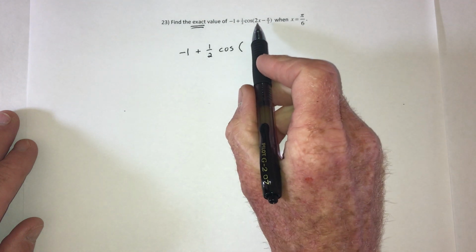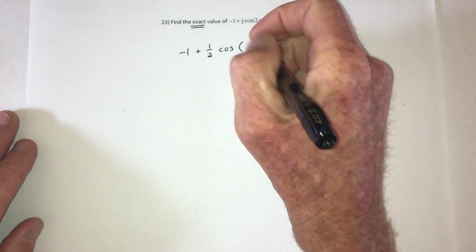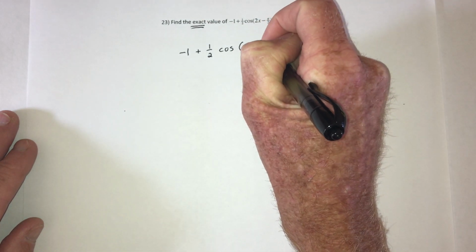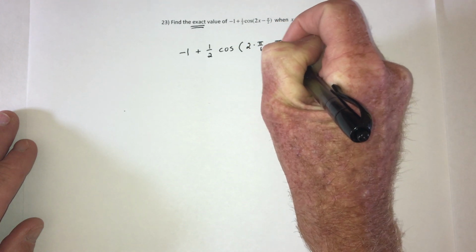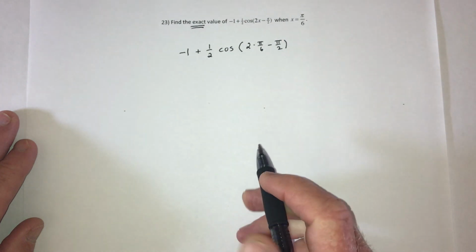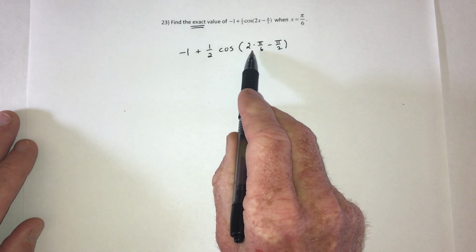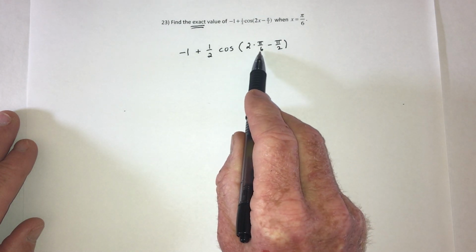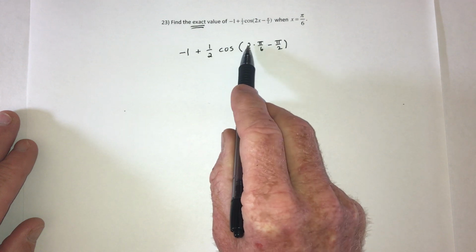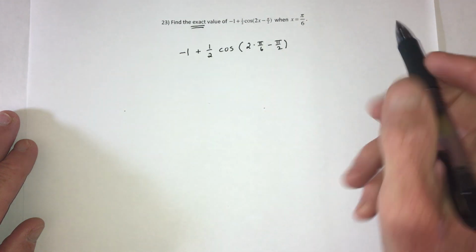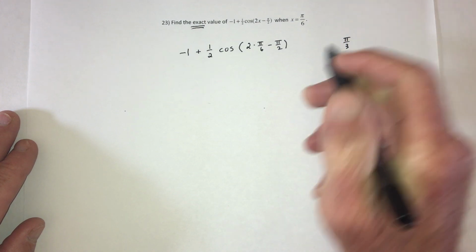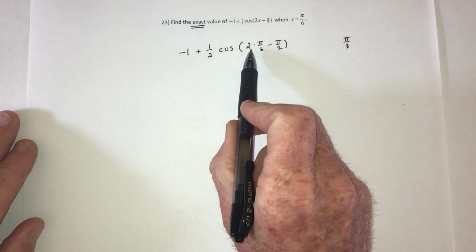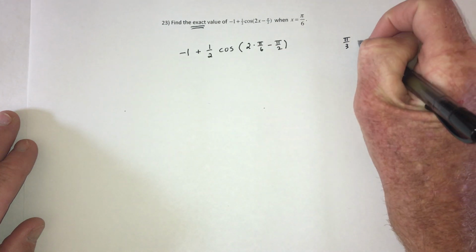and then in the parentheses there's 2 times x, so that's going to be 2 times pi over 6 minus pi over 2, and then simplify. So right here the 2 will divide into pi over 6, so that's going to become pi over 3. So just over here on some scratch paper, I'm going to do this part. So this becomes pi over 3 and then minus pi over 2.